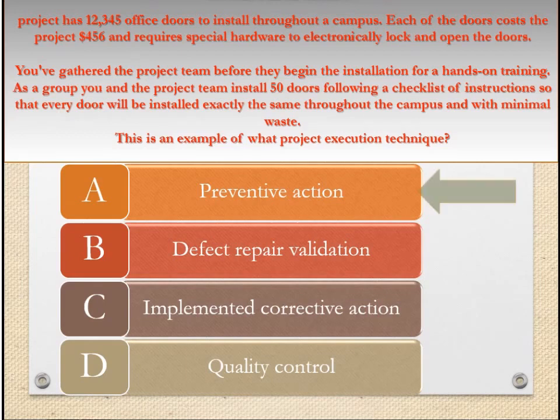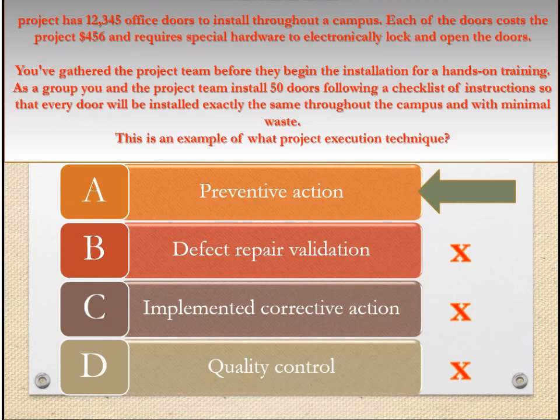Answer: A. Explanation: This is an example of a preventive action, as you're working with the team before they install the doors to train them on the installation. The checklist is a quality control tool, but the question was asking for a project execution activity. Preventive and corrective actions are part of project execution.